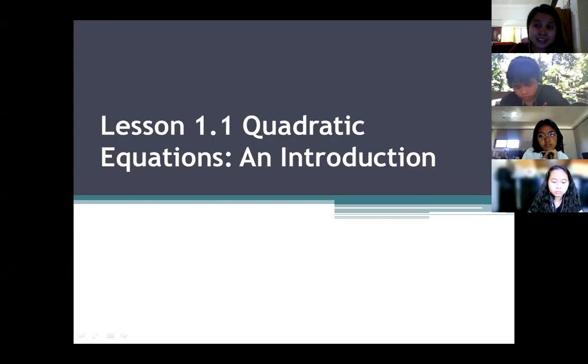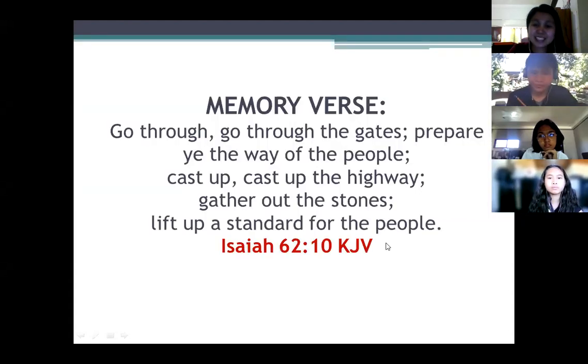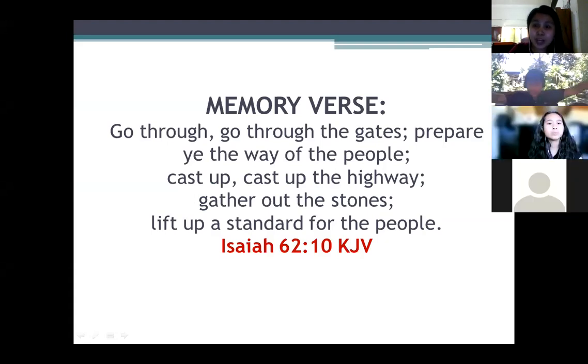But before we answer that, let's first recite our memory verse. You can say it with me. In Isaiah 62 verse 10, it says, go through the gates, prepare ye the way of the people, cast up the highway, gather up the stones, lift up a standard for the people.